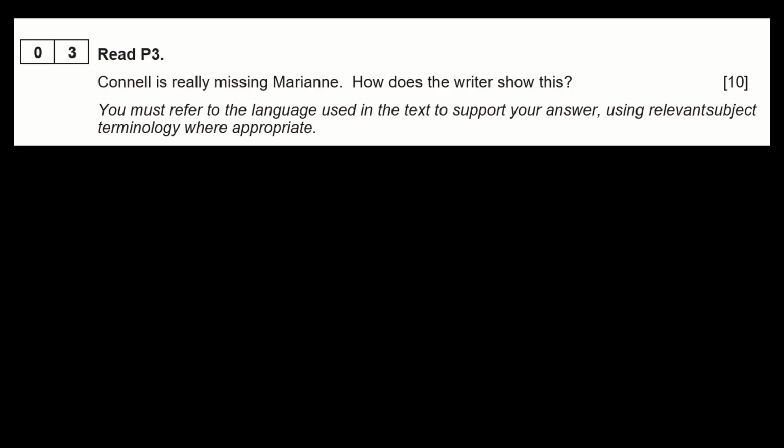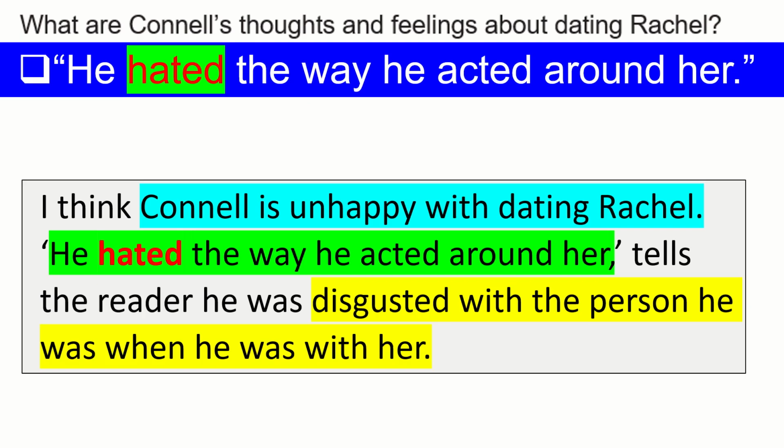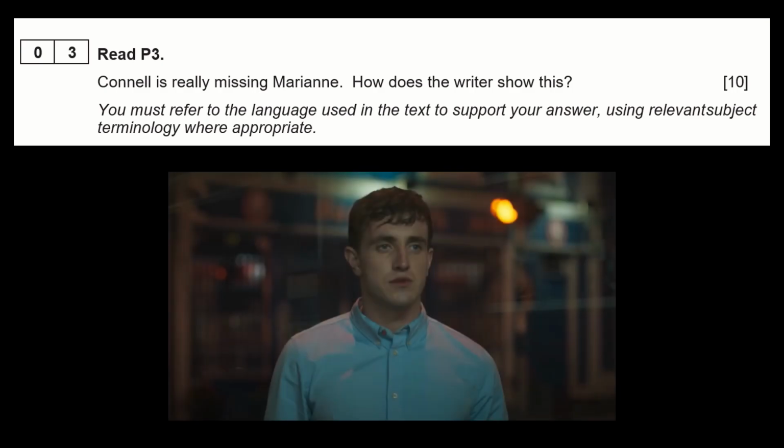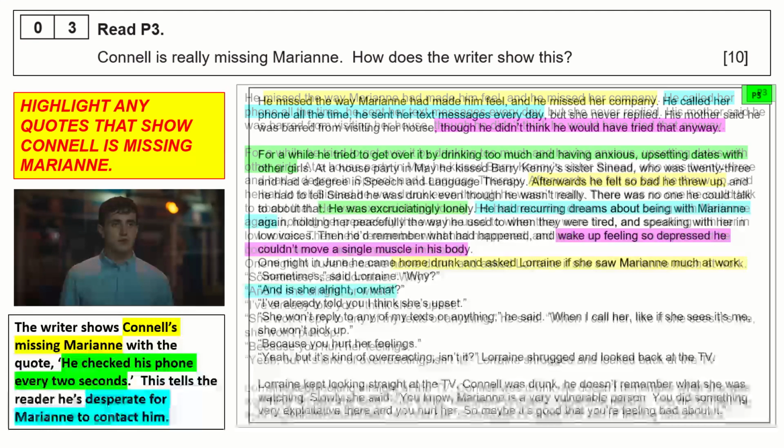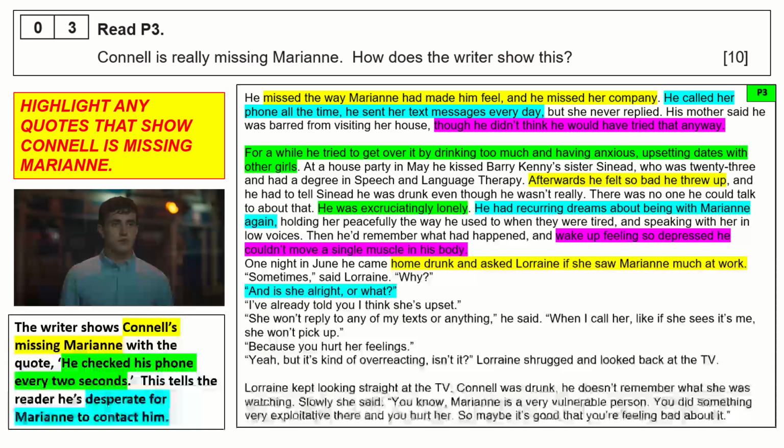Each of your answers should probably have the question in blue, the quote in green, and your yellow is your explanation. Question 3 is the same technique really. This time, how is he missing Marianne? I just want to show you this one because if there's a simple quote, always use a simple quote. You can get a couple of cheap marks.